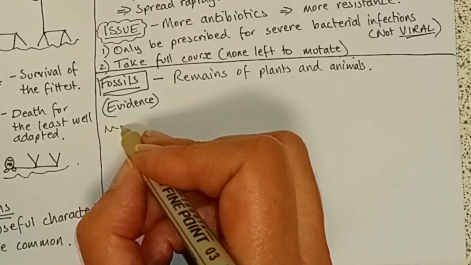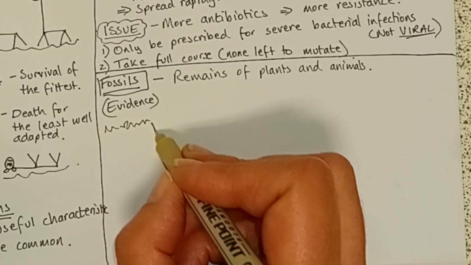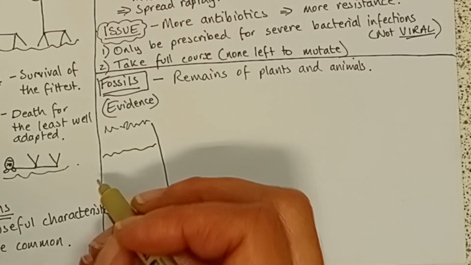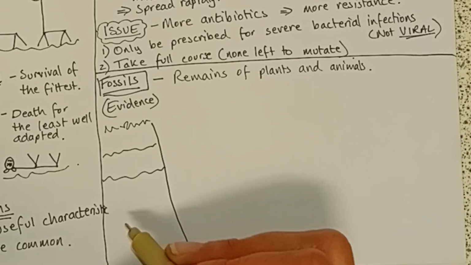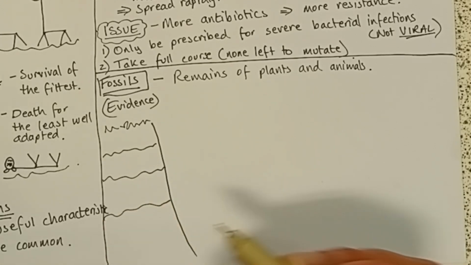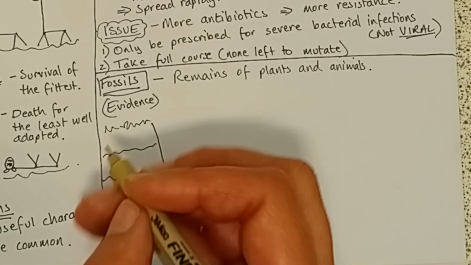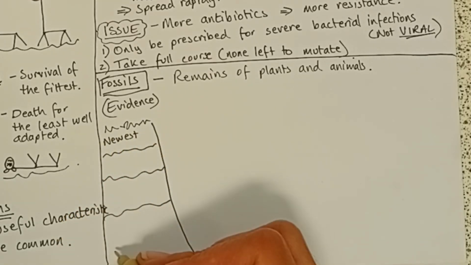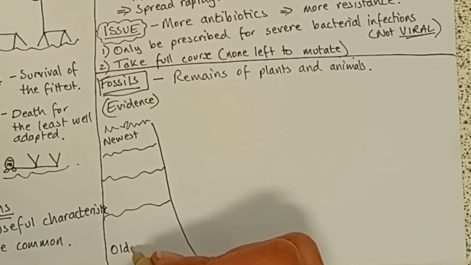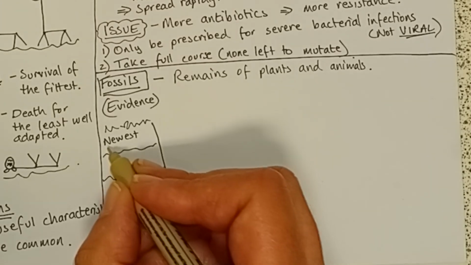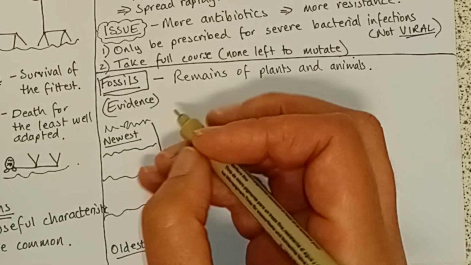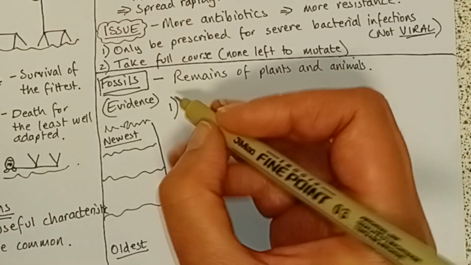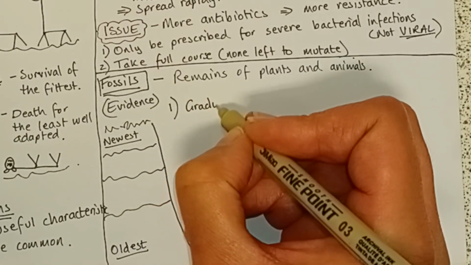I'm going to draw some grass here, so that's the surface, and then I'm going to draw a cliff edge down here. So in the rock, we've got different strata, different layers of rock. And this will be the newest rock up here, and the further down you go, you'll get to older rock, the oldest rock. So the first method of making fossils, which is probably the one you know about, is called gradual replacement.